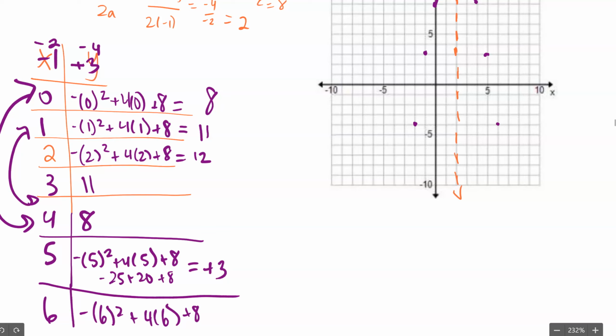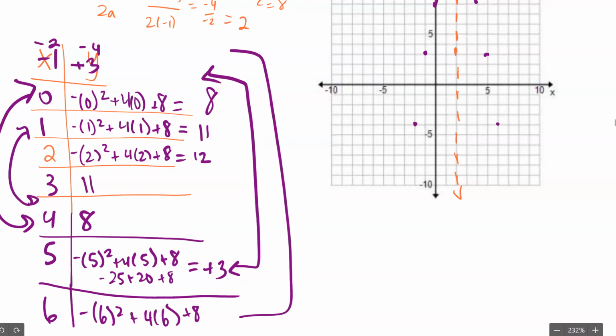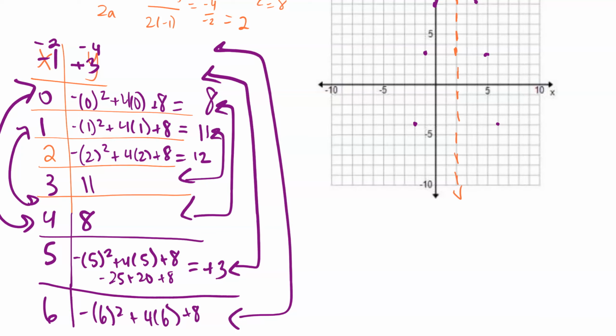Wait, where'd you get... Okay. So it's not in there. So I'm centered around my vertex. So do we know between which integers we cross?